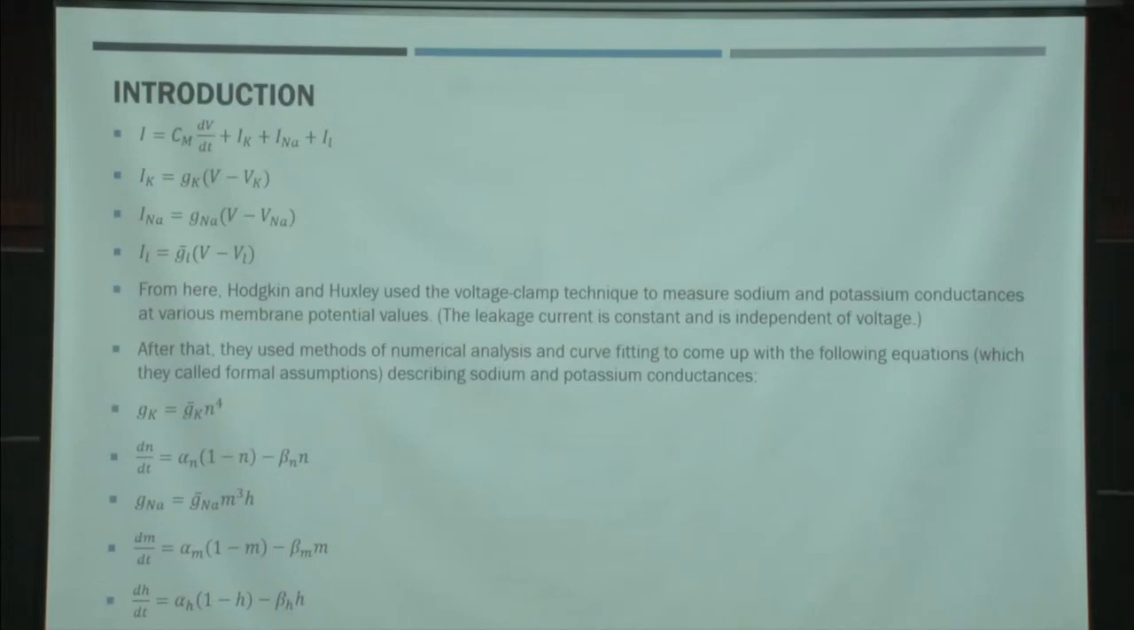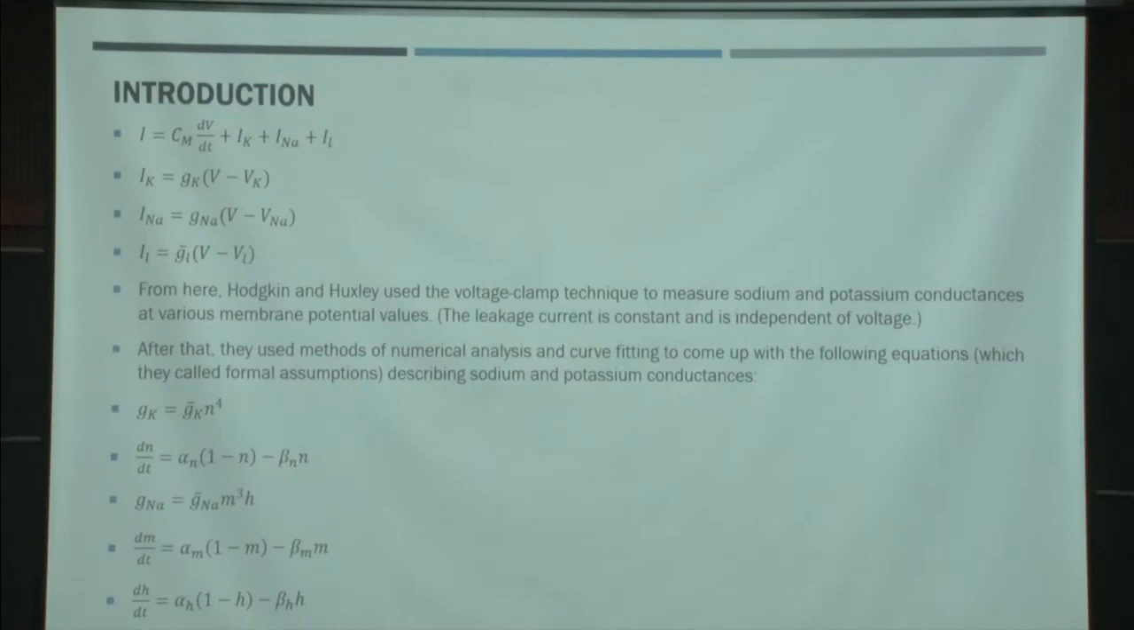In order to proceed with the experiment, Hodgkin and Huxley used a newly introduced technique at that time called the voltage clamp technique to measure sodium and potassium conductances at various membrane potential values. From those values, they used methods of numerical analysis and curve fitting to come up with the following assumptions, which they called formal assumptions.